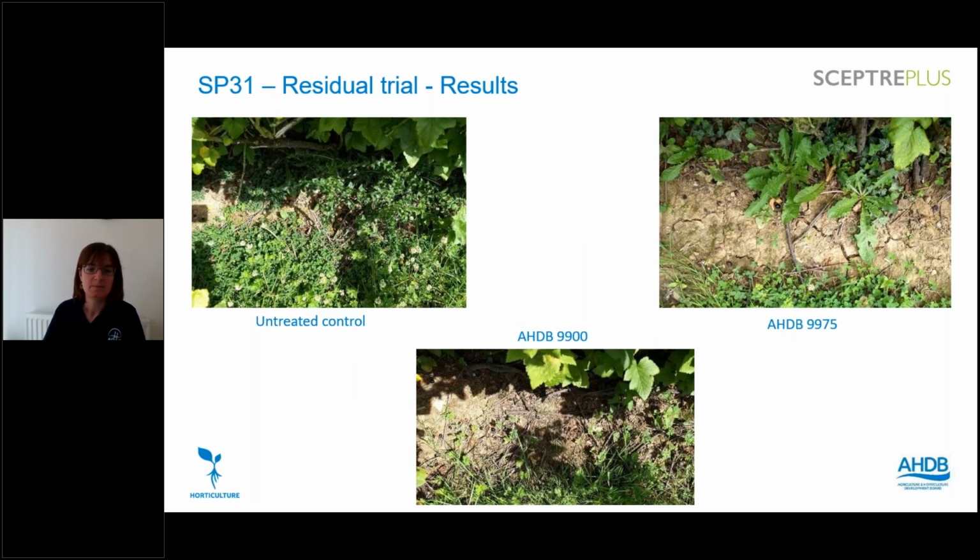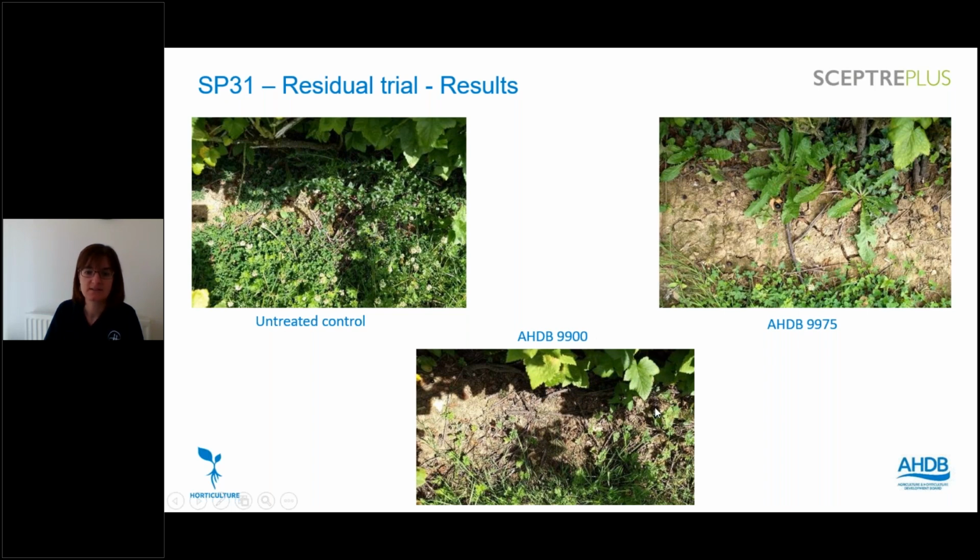So I've just got a few images here to show you. This is after the 12 weeks, our final assessment. This is our untreated control, where you can see the weeds are just nicely spreading across the ground alongside the crop here. This bottom one here is 9900.